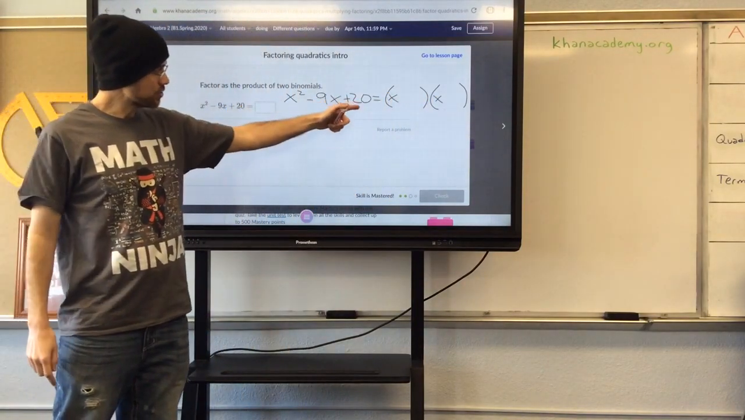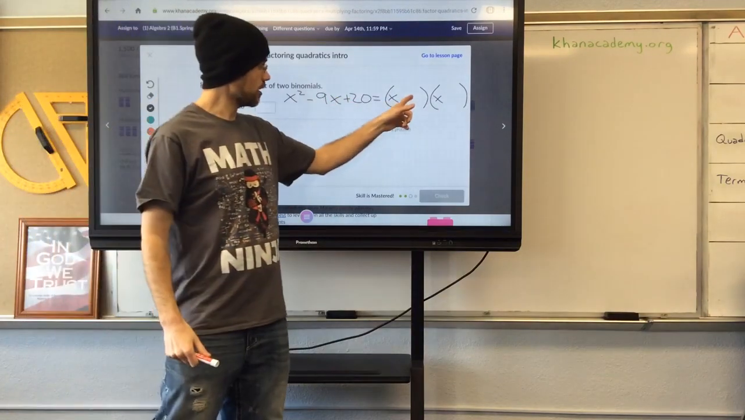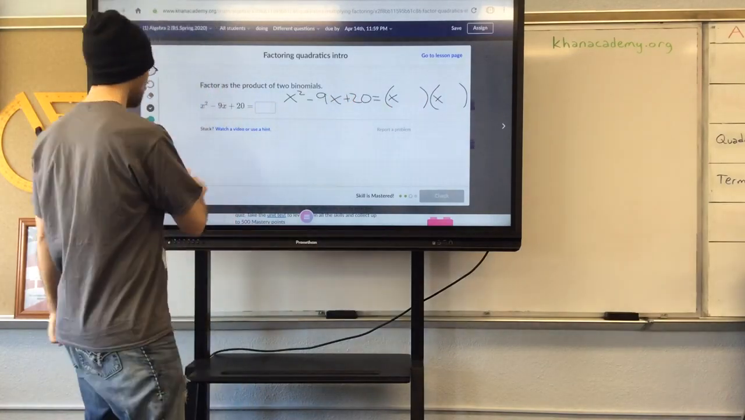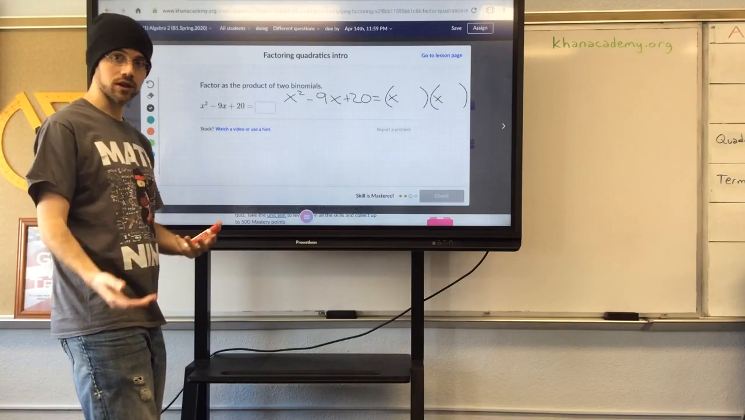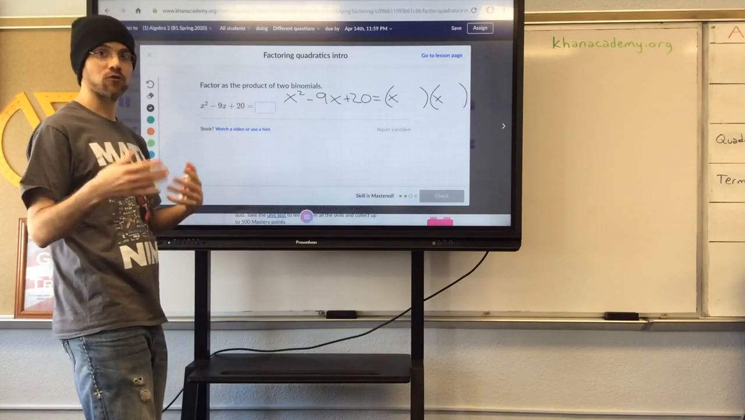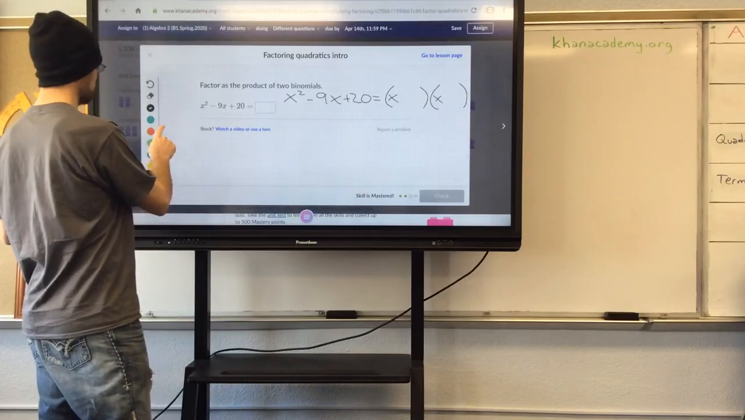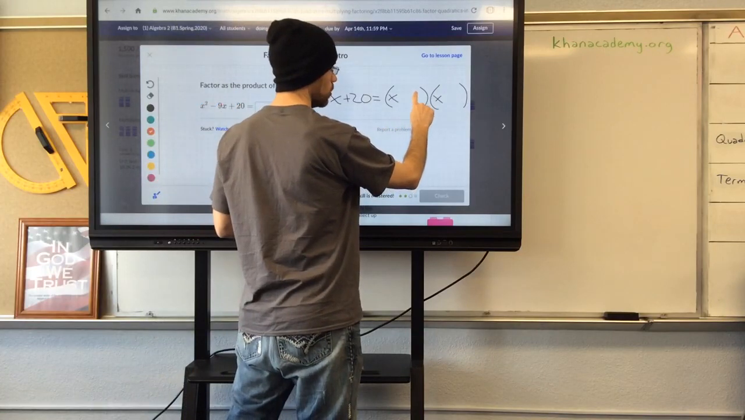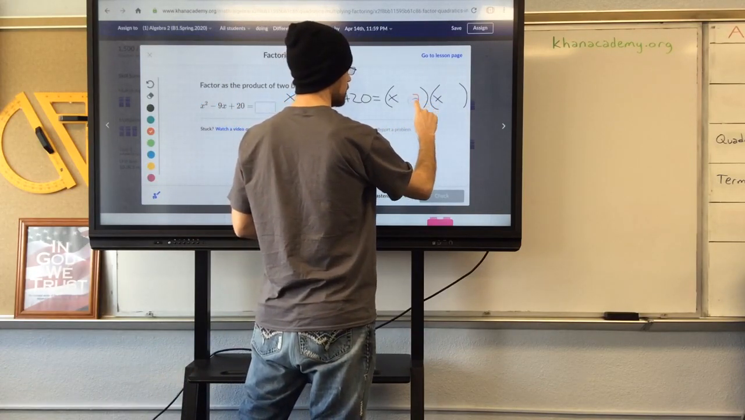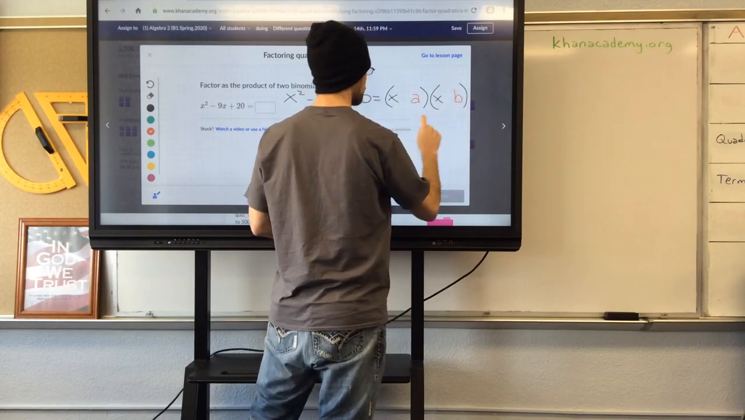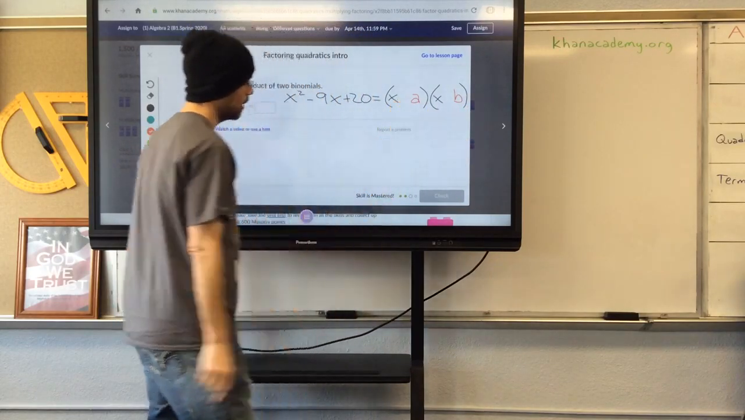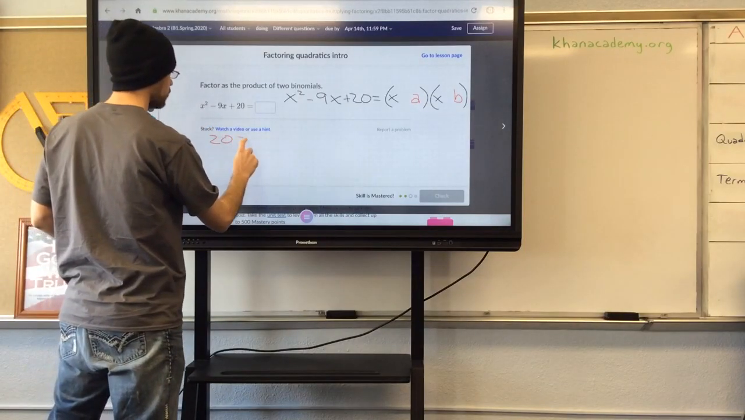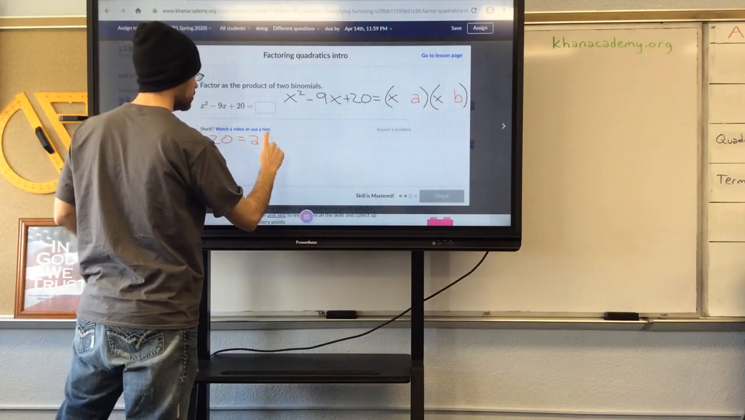The way we get our last term is we have to have constants here. A constant here times a constant there is going to give us 20. We don't know what that is yet. There are several options, right? 1 times 20, 2 times 10, 4 times 5. Those are our options, and we're going to write those in a moment. But let's say we don't know what they are yet. So let's put A and B here. Okay, and then, so we know that 20 has to equal A times B.